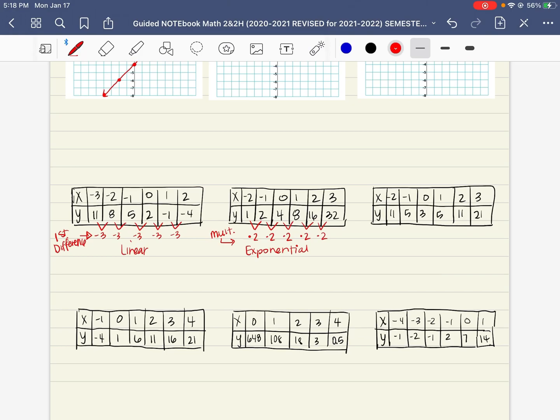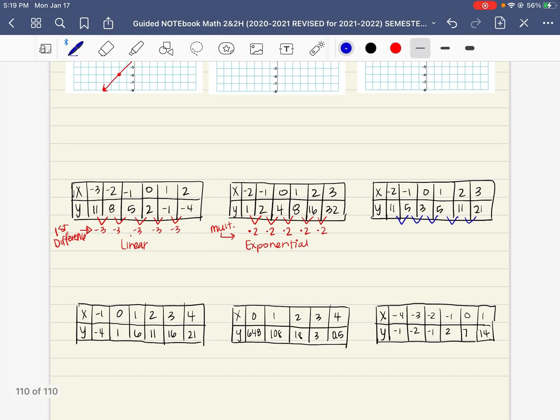Okay. The last one is going to be quadratic. I'm going to show you kind of what this looks like. So if we look between these values, we know it's not multiplying by anything. But if we look at the difference between them, to get from 11 to 5, I would need to subtract 6, right? There's 6 units different on the number line. To get from 5 to 3, we're subtracting 2. If I want to go from 3 to 5, now I'm going back up, so I would be adding 2. To get from 5 to 11, I'm adding 6, and 11 to 21 is adding 10. Notice there's no real pattern in the first difference as far as a consistent difference or sum.